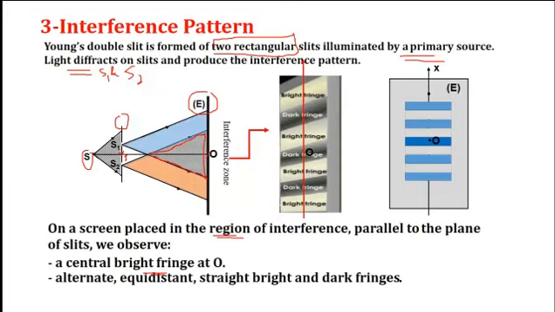As shown on the screen, we have bright and dark fringes. As described here, they are alternate, bright, dark, equidistant, of the same width. They are all straight. Later, we are going to study in detail this pattern.